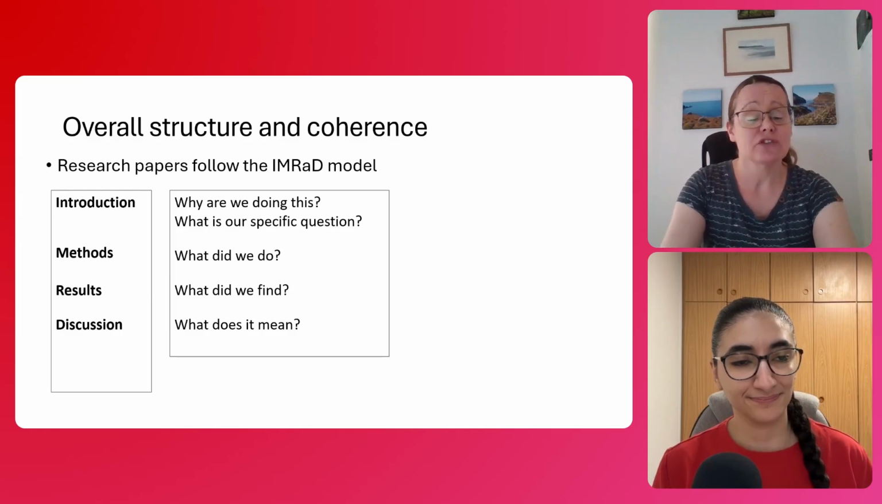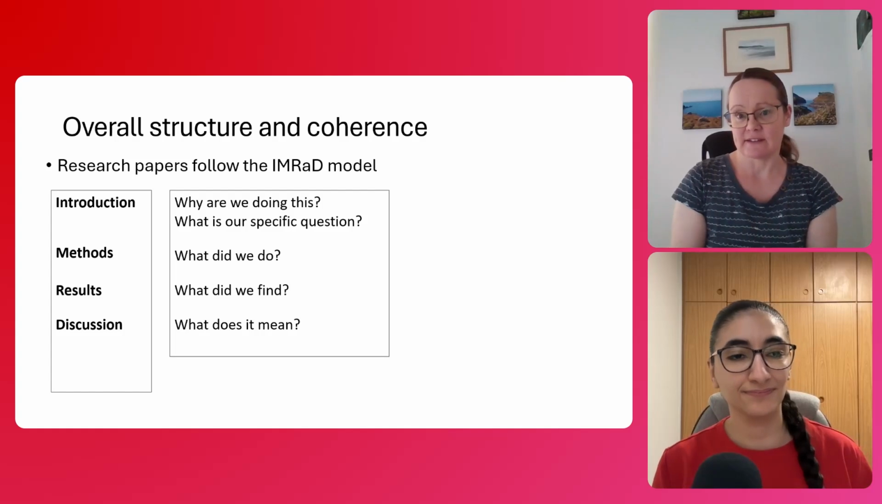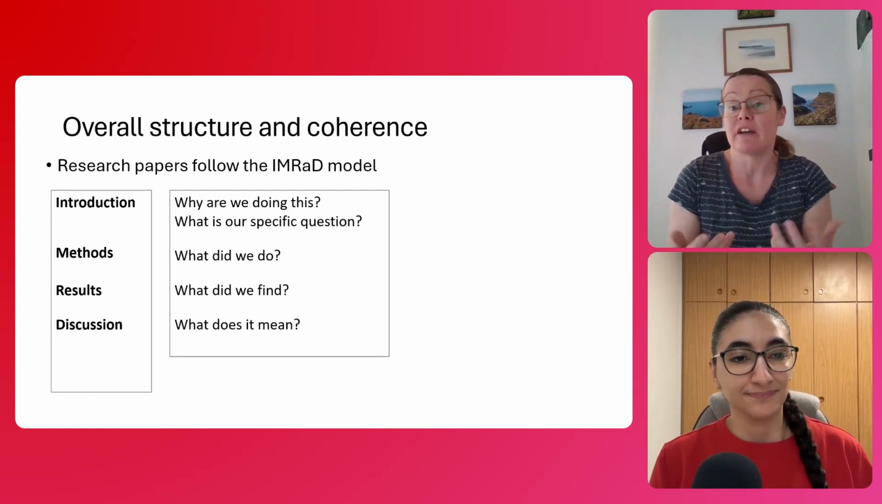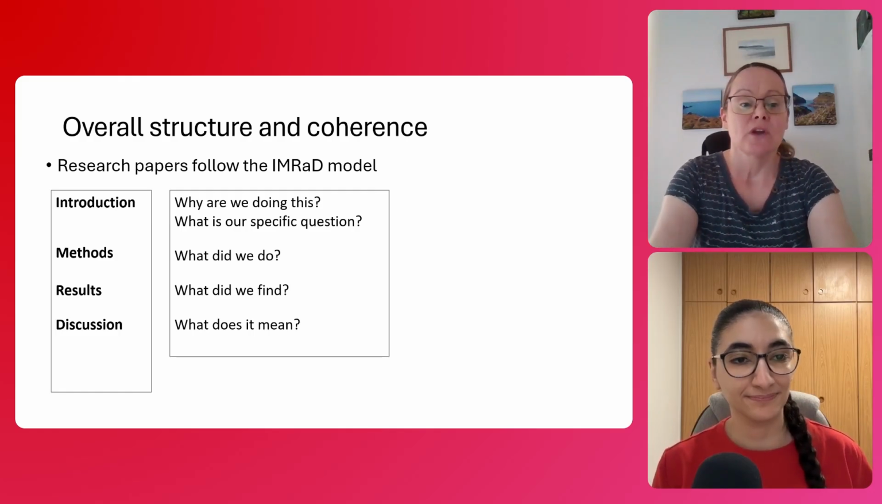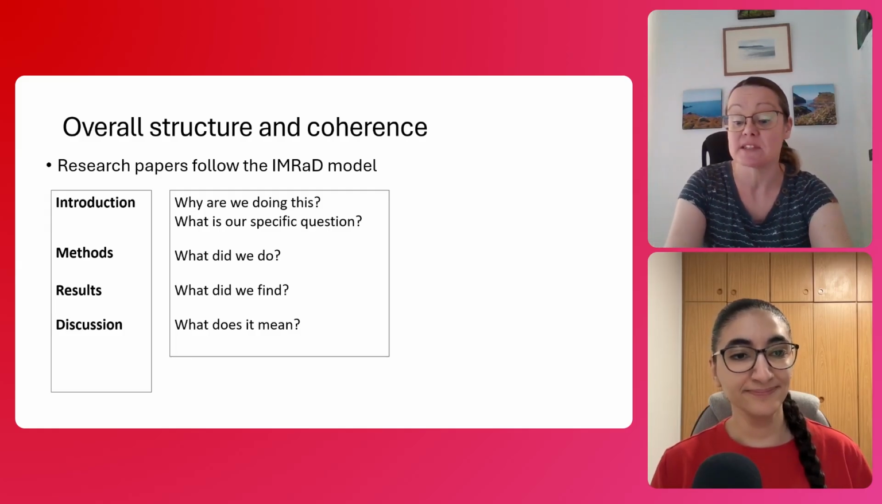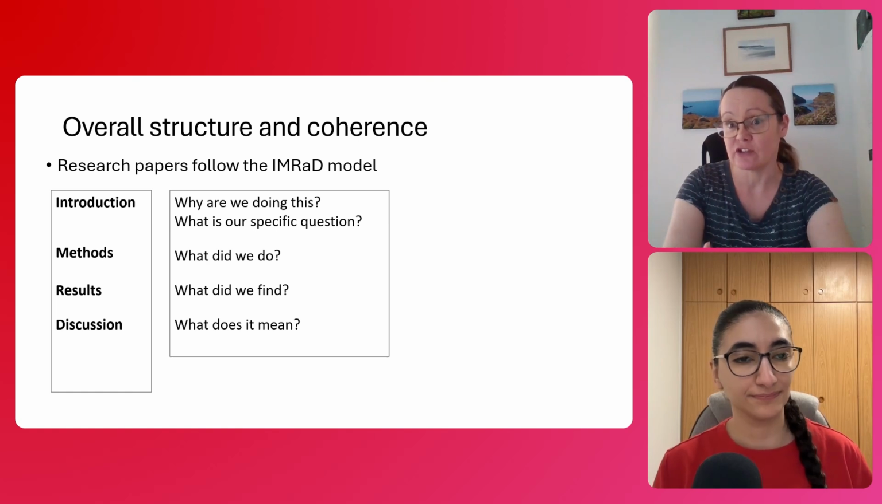So in the introduction section, we essentially tell our reader why we are doing this. Okay, why is this research topic interesting? Why are we bothering to put our effort into investigating this? And what we also do in the introduction is to tell our readers specifically what we are planning to investigate, so what our specific research question is. In the methods section, we talk about what we did. Okay, so we explain to the reader what is our strategy for answering the research question.